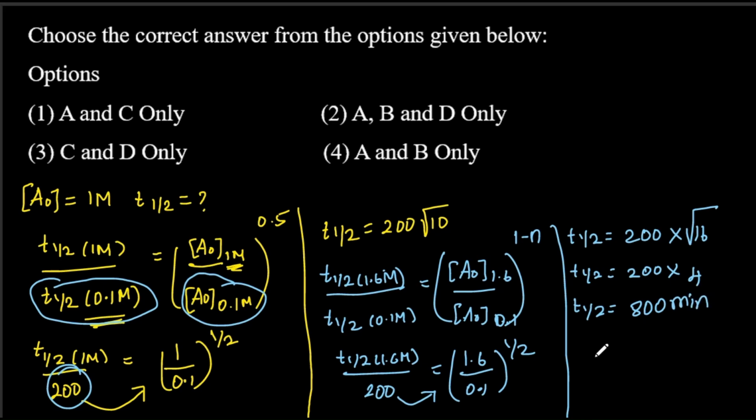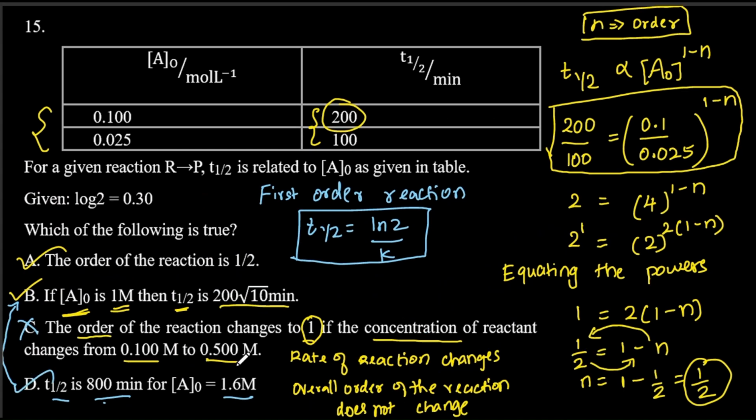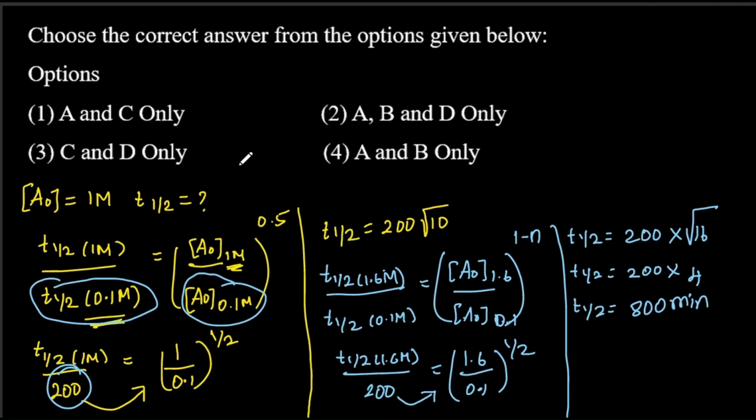So the fourth option is also correct. So option 4 is also correct. So the true statements are A, B and D. So the correct option is option 2.